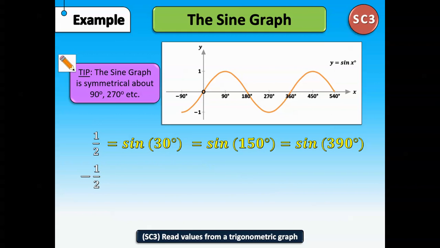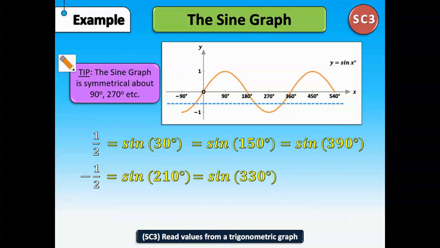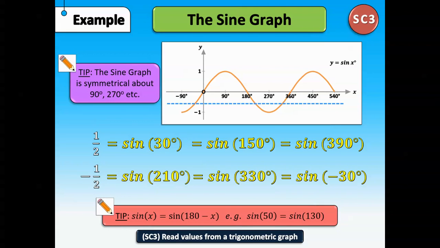If we look at minus a half, which is there, we can see this passes through sine 210 degrees, sine 330 degrees, and sine minus 30 degrees. This is because sine x will always equal sine 180 minus x. This means that, for instance, sine 50 will always equal sine 130.